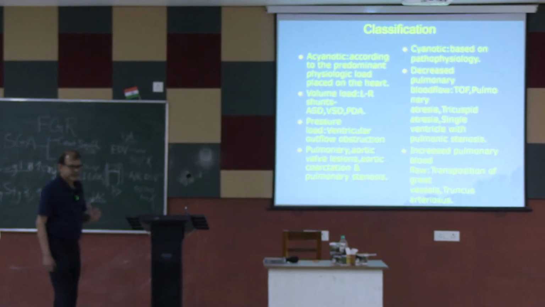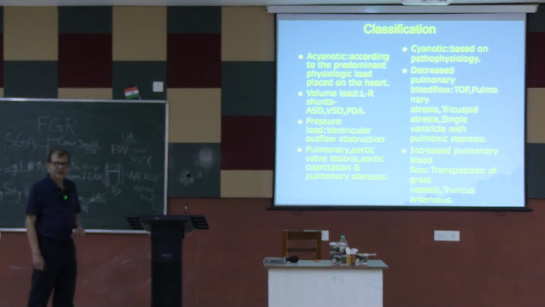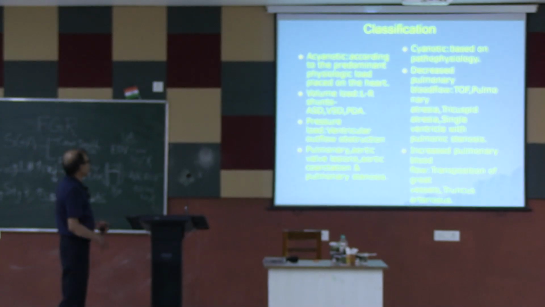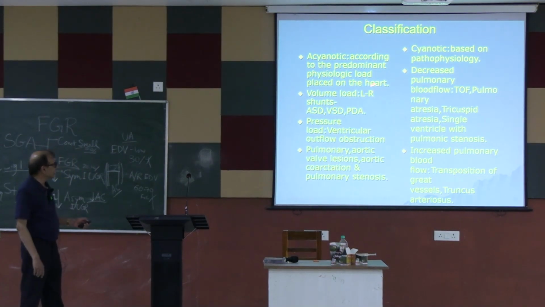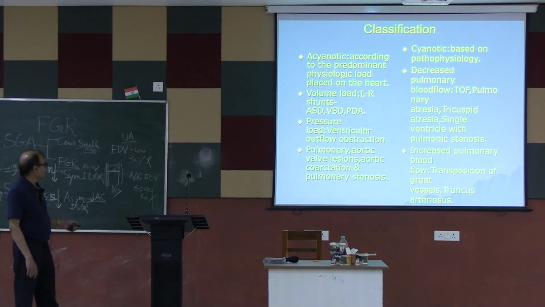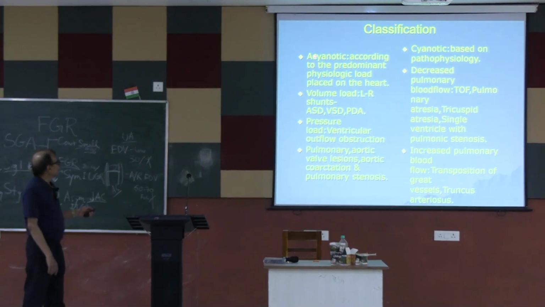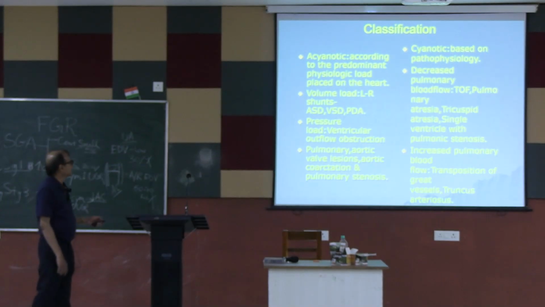Classification: if we bring acyanotic into two broad categories, one is pressure overload, one is volume overload. Now, pressure overload or volume overload means: volume overload means left to right shunt, ASD, VSD, PDA. Pressure overload, ventricular outflow tract obstruction, pulmonic or aortic valvular stenosis, aortic coarctation. So, acyanotic, pressure overload, volume overload.